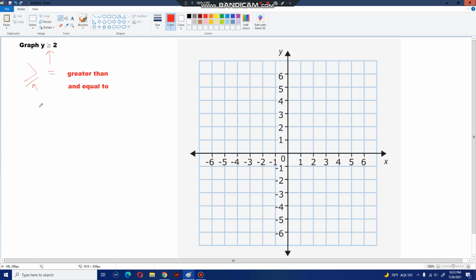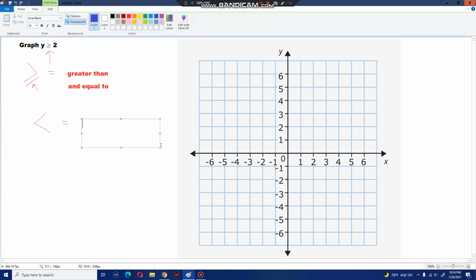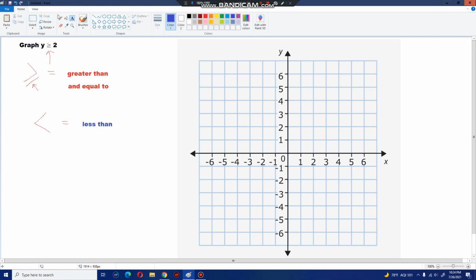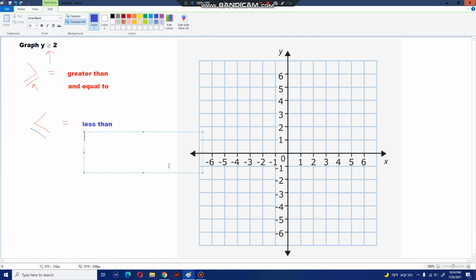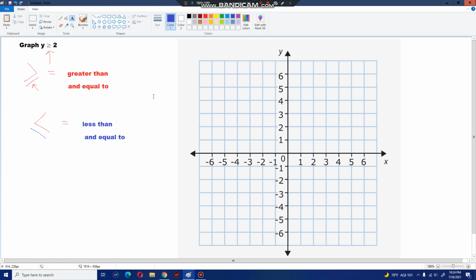Okay? If we do the other way around, if we do the sign this way, this is known as the less than sign. I'll make that in blue. Less than. Smaller than. And of course, if I put a line underneath there, another diagonal line underneath the less than sign, then it becomes less than or equal to. So if y was less than or equal to 2, for example, that means 2, 1, 0, minus 1, minus 2, and so on. Okay?